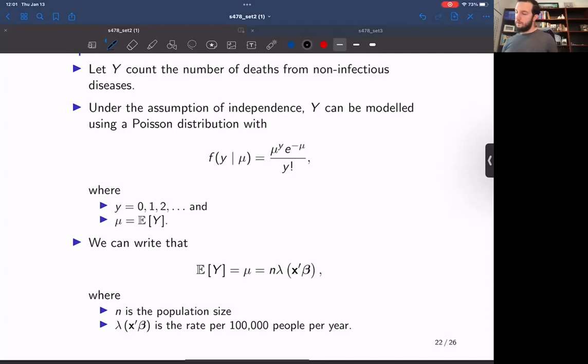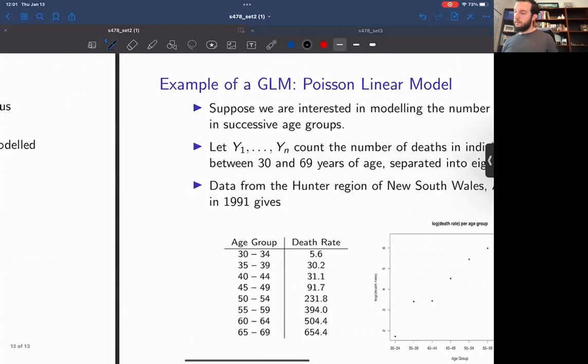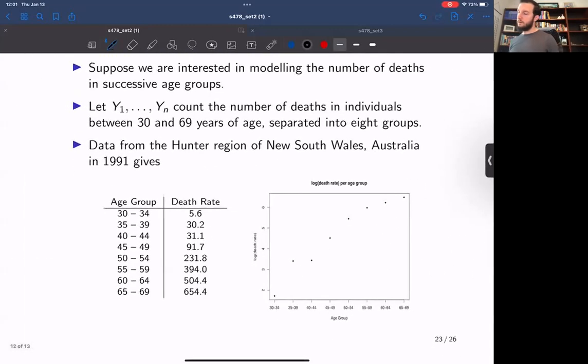All right, so let's consider some data coming from New South Wales in Australia in 1991. We have counts of the number of people that died in certain age groups between 30 and 69. You can see here that we have age groups separated by 5-year categories, from 30 to 69 years old.